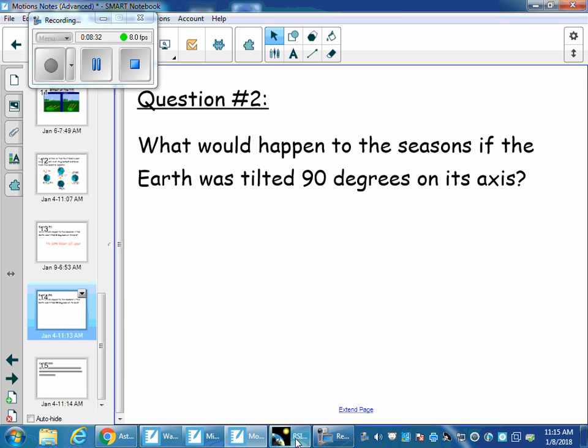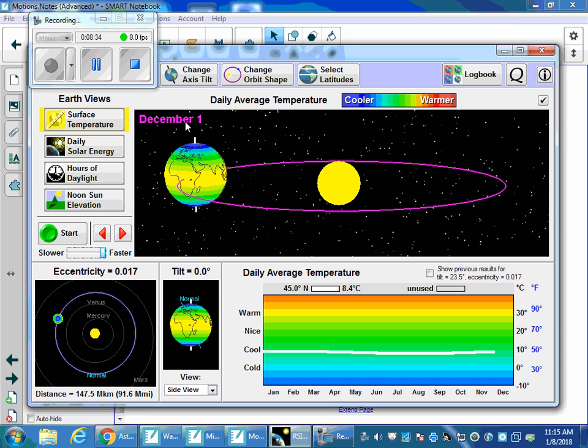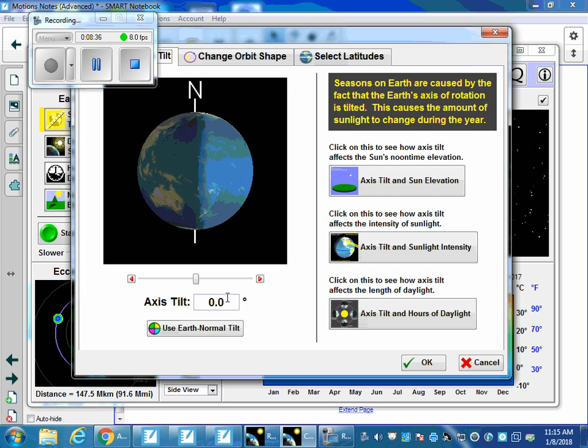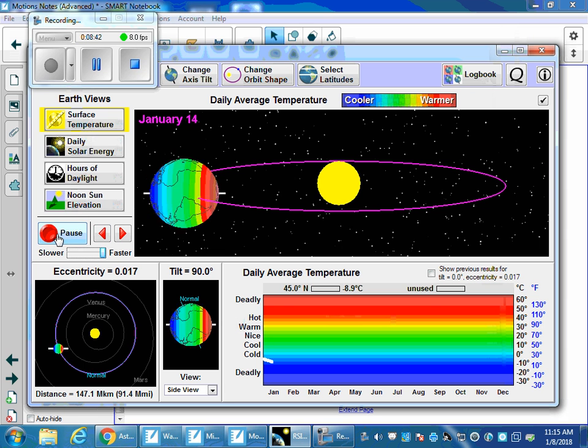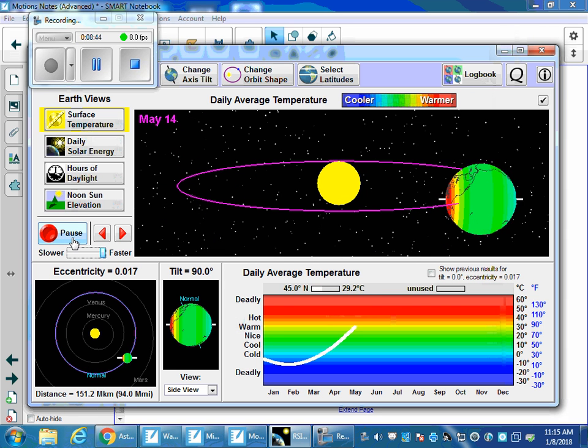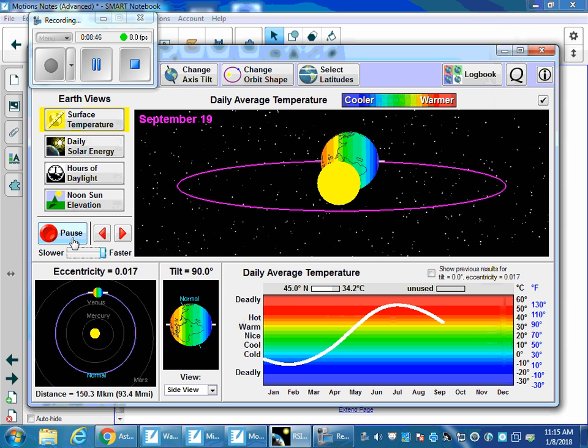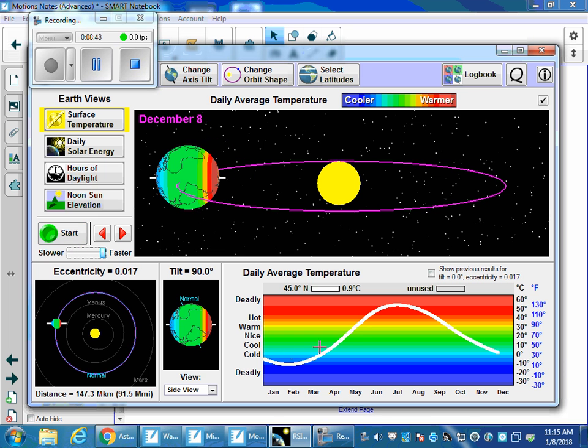Another thing we want to look at is what's going to happen if instead we change the tilt to 90 degrees, which is basically putting the Earth on its side, very similar to the planet Uranus. If we start that and watch it go around once, and look at our temperature graph at the bottom, we're going to see in the winter it gets very, very cold. And up here in the summer, we're looking at deadly temperatures.